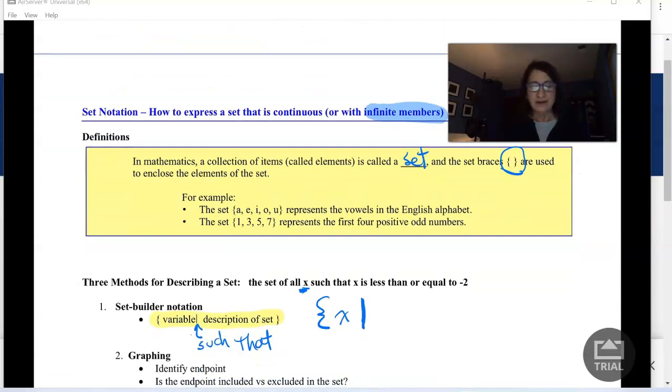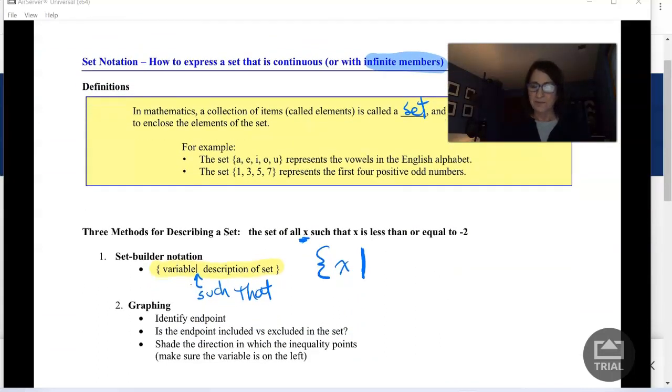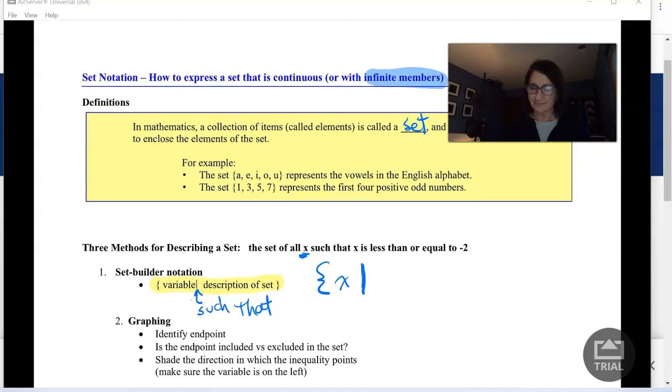So now let's look at, whoops, let me actually clear this. There we go. Perfect.